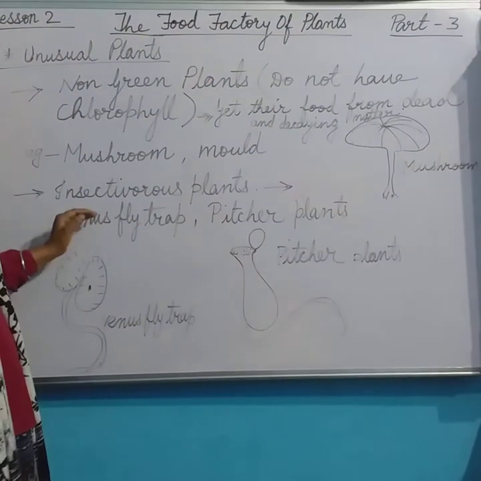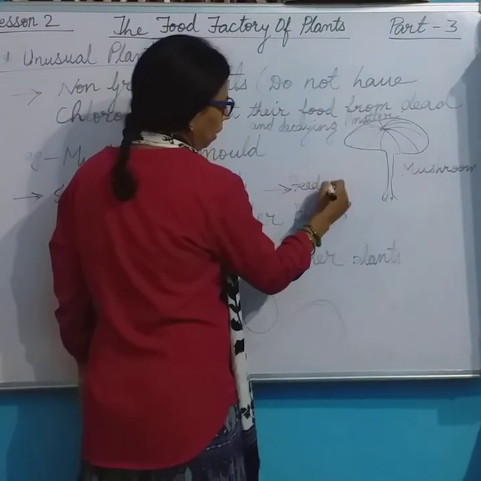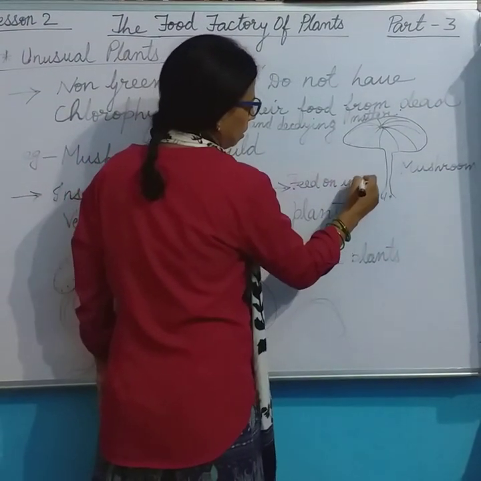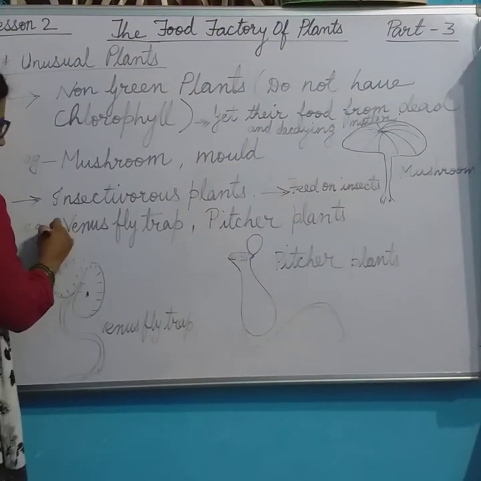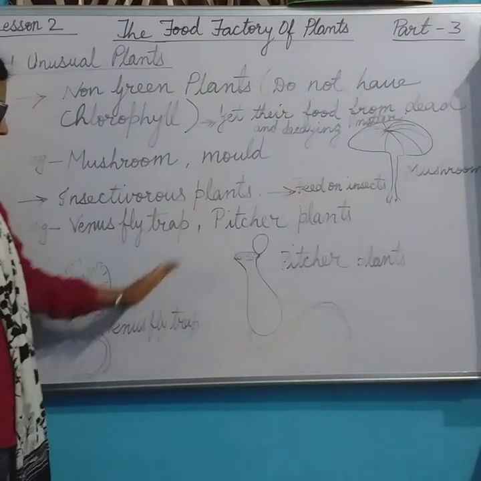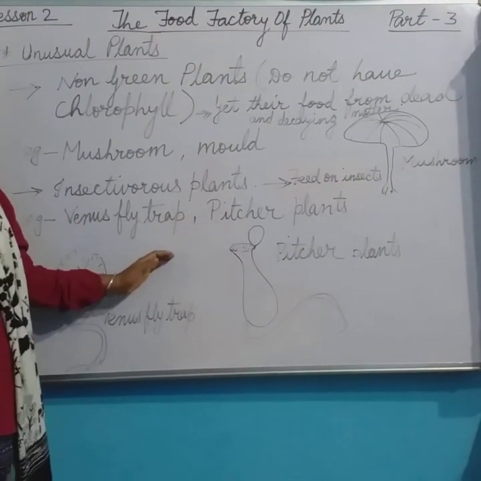Insectivorous plants feed on insects. Examples: Venus flytrap and pitcher plant. And how, that I have explained to you. In the notes I'll give you all about it.